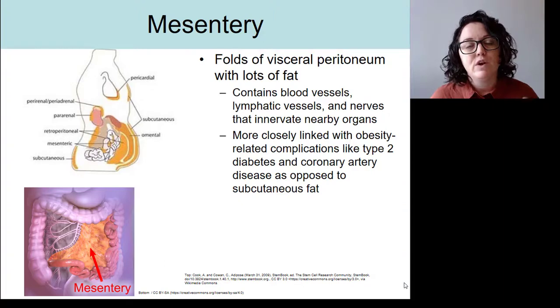There have been studies that show that mesentery fat is actually worse for you than subcutaneous or skin fat. Mesentery fat actually increases our risk for things like cardiovascular complications and type 2 diabetes more so than subcutaneous fat. Mesentery fat is also called visceral fat. Maybe you've heard of the term that way too.